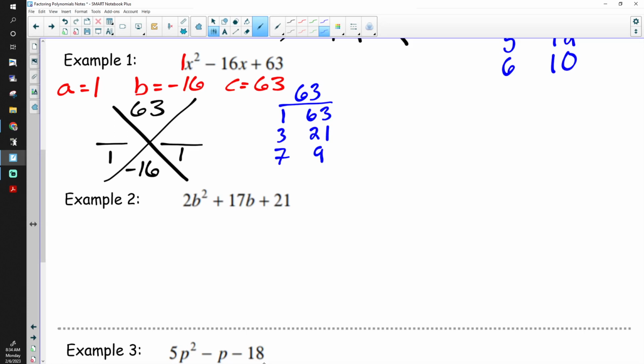Now, that's really close, but what do they need to add up to? Negative 16. So what can I do to both sides so that they still multiply to positive 63, but add up to a negative number? Yeah, I can make both sides negative numbers, because what's a negative times a negative? Positive. But now when I add negative 7 and negative 9, you get negative 16. So this time my winner is going to be negative 7 and negative 9.